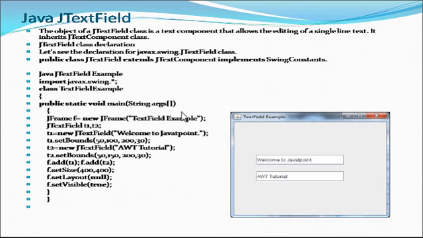Third is the text field. This is an example of the text field. Simply, the JTextField class is a text component that allows the editing of a single line of text only. It is an editable class. It inherits the JTextComponent class, so you can say that the text component is inherited by the text field. This is a simple example of the text field.